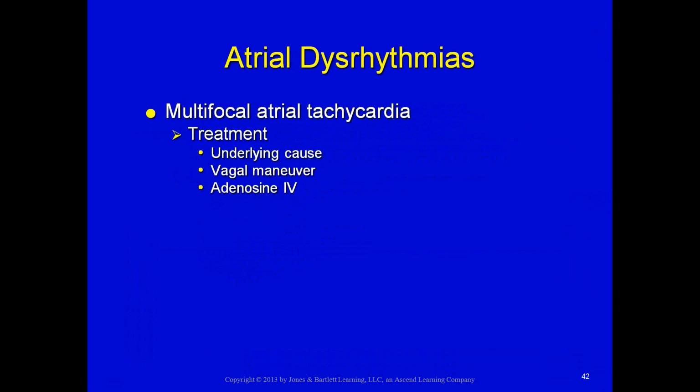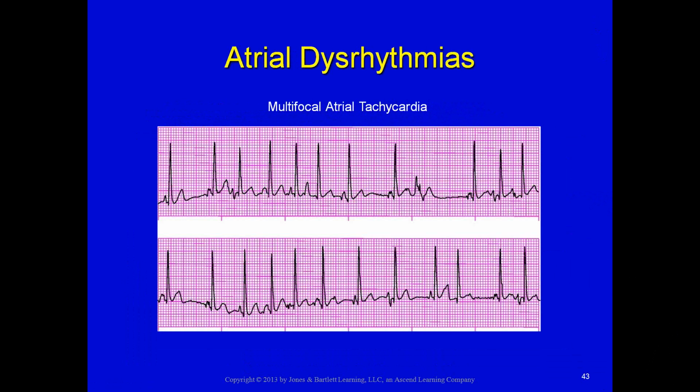If you have multifocal atrial tach, you want to treat the underlying cause. Certainly if the rate is fast enough, you might try some vagal maneuvers, have them cough or bear down, which stimulates the vagus nerve, releases acetylcholine, and acetylcholine causes the heart to slow down. Or you may have to give a drug called adenosine. 6 milligrams rapid push, wait a couple minutes, 12 milligrams rapid push. If that doesn't work, you may have to synchronize cardiovert.